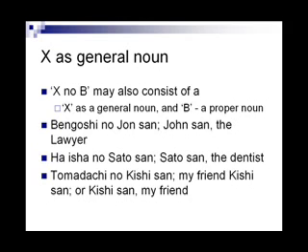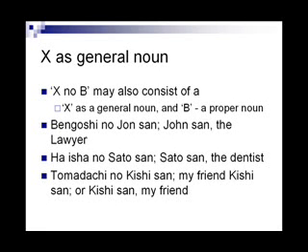In X no B structure, X may also be a general noun, while B is a proper noun. The general noun is a broader category than the proper noun and appears as the first noun. The individual of the category or a subcategory, which is a proper noun, will follow it. This is commonly used when we refer to a person belonging to a certain profession. Bengoshi no John-san. Bengoshi means lawyer. Bengoshi no John-san would mean John-san, the lawyer. Haisha no Sato-san. Haisha is dentist. Haisha no Sato-san will mean Sato-san, the dentist. Tomodachi no Kishi-san. Tomodachi is my friend.